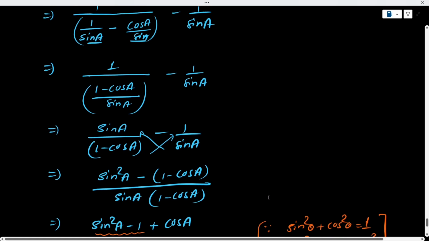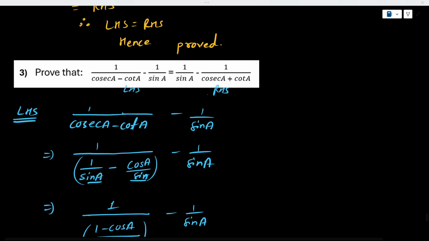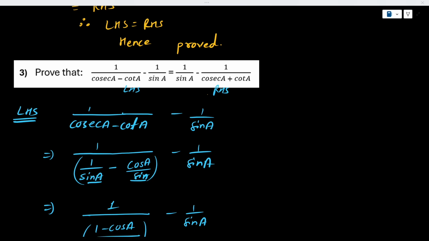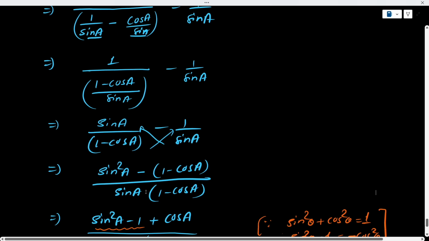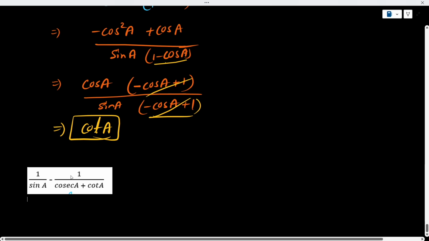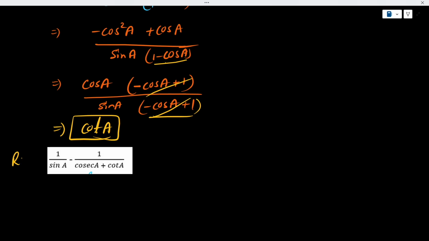Now if you see the right hand side, you can't derive cot A directly. So what are we going to do here? I have to simplify the right hand side also to check whether we are getting cot A, right? So let us take our right hand side also, RHS. This is your RHS. Start with that. Again, you will repeat the same thing here.